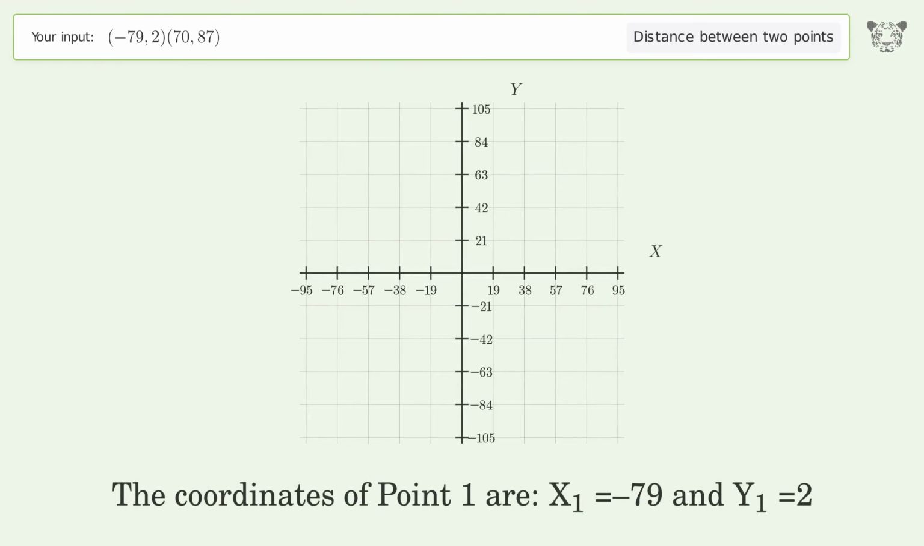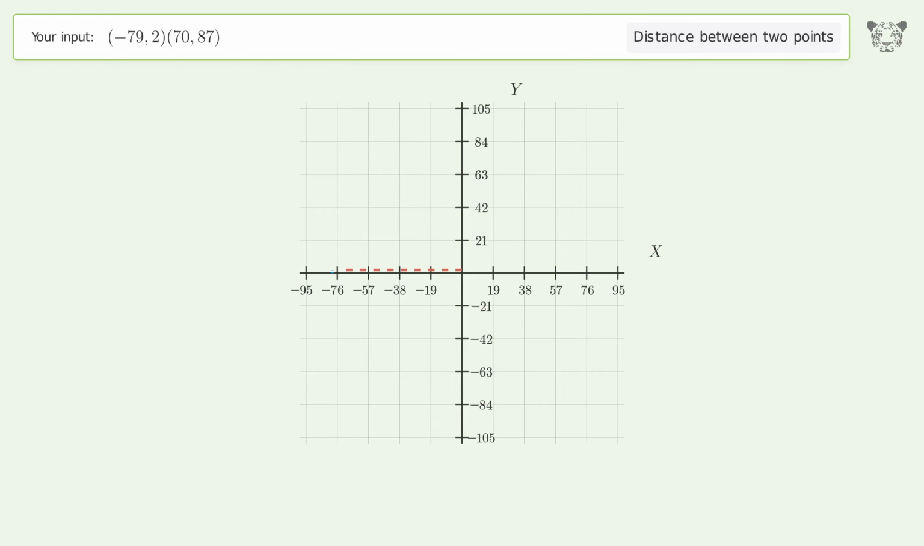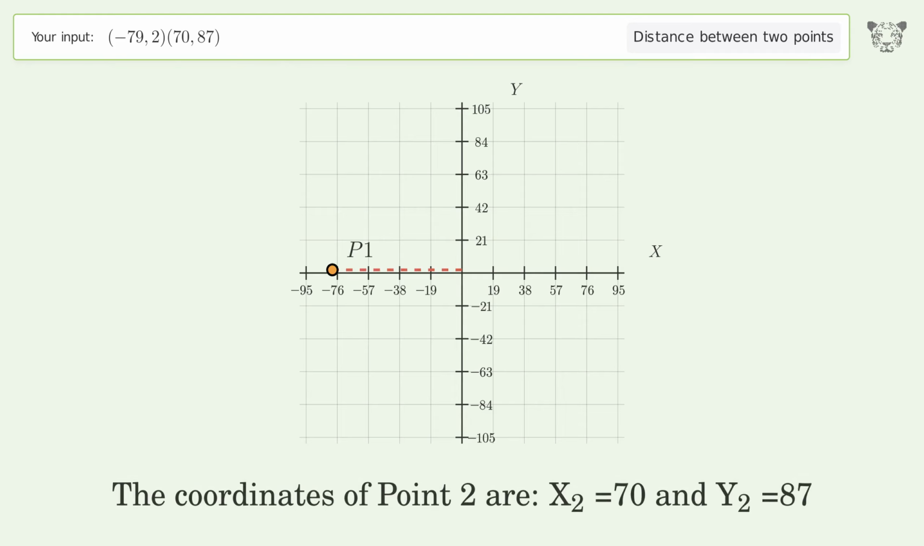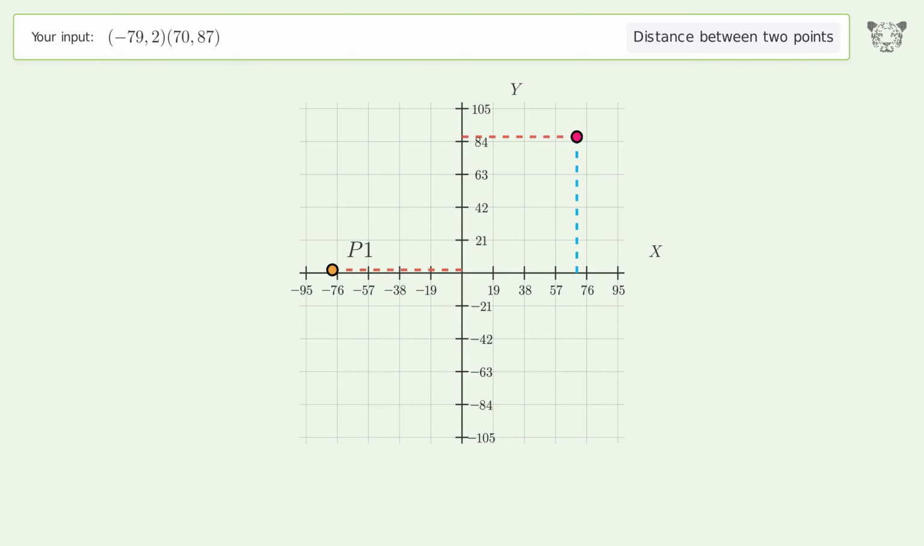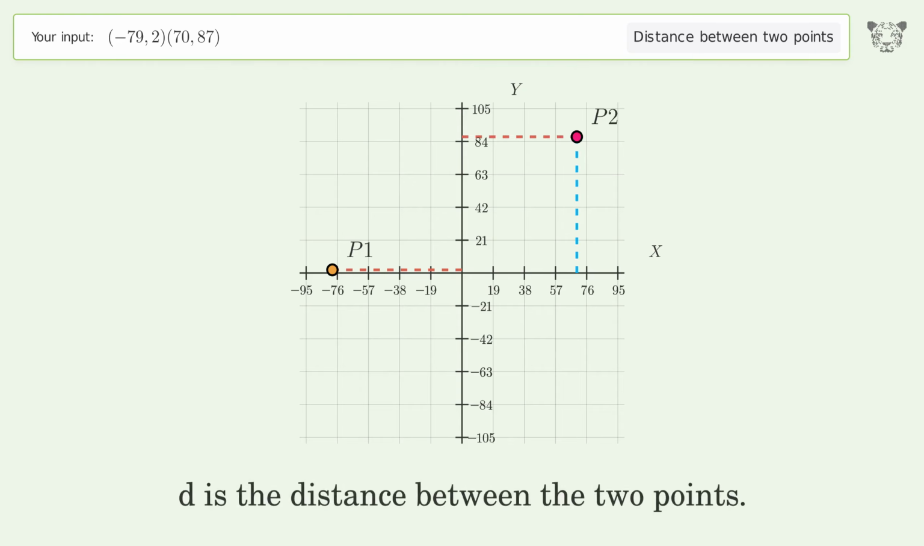The coordinates of point 1 are x1 equals -79 and y1 equals 2. The coordinates of point 2 are x2 equals 70 and y2 equals 87. D is the distance between the 2 points.